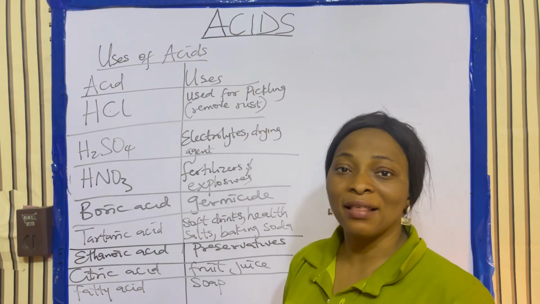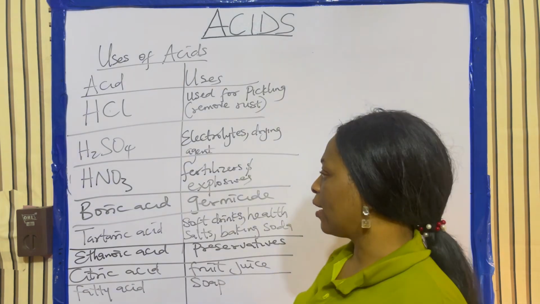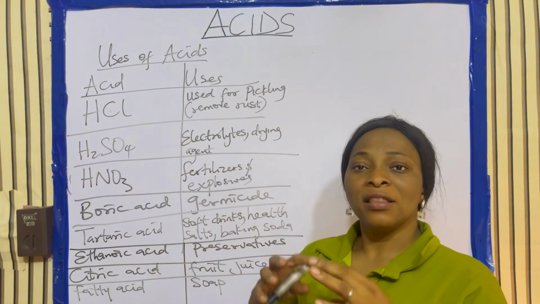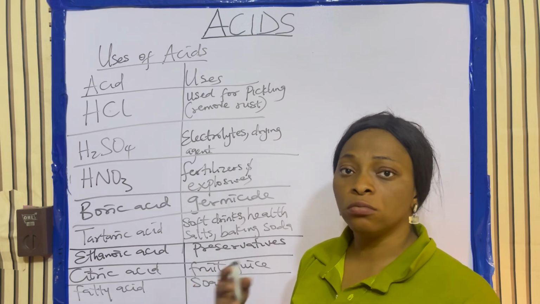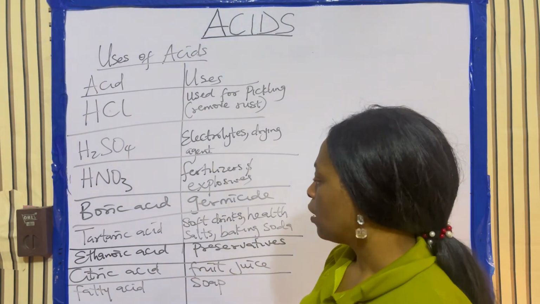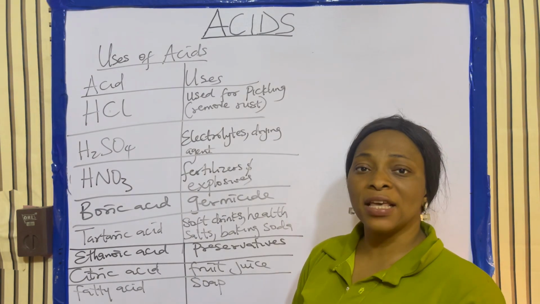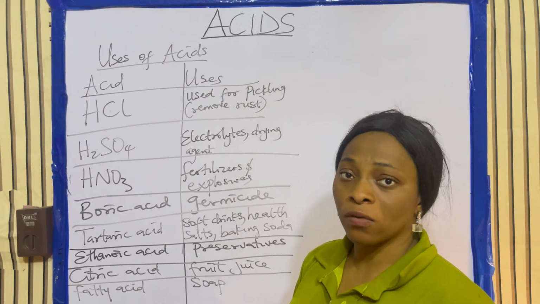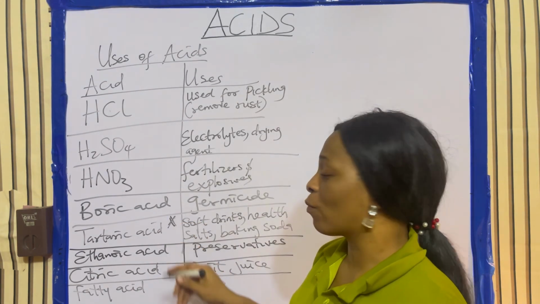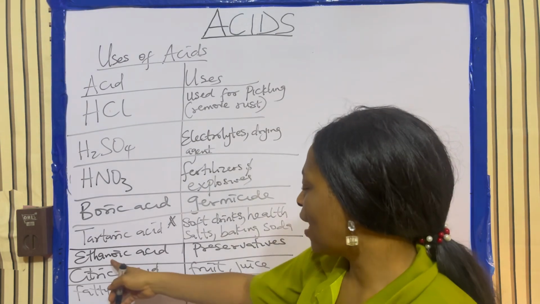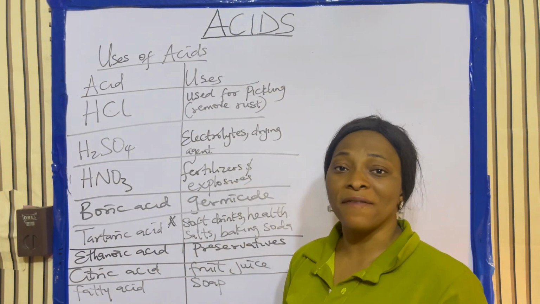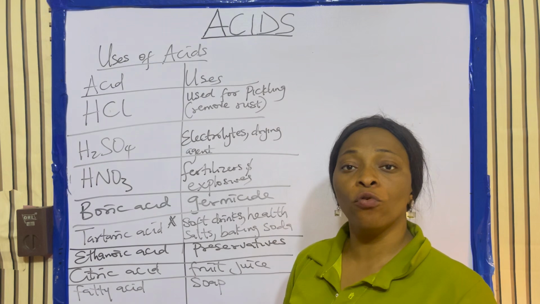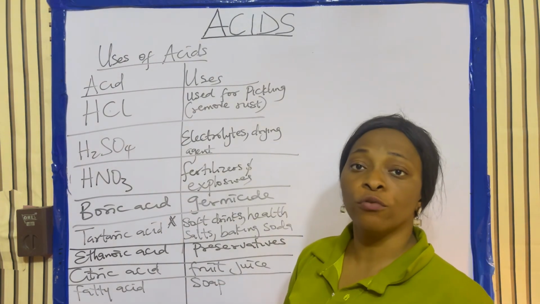It is used in making fertilizers, explosives like matches. Then boric acid is used in making germicides, germicides like Dettol, anything that kills germs. Then tartaric acid is used in making soft drinks, baking soda, and health salt. Please take note, this tartaric acid is a favorite question by examiners. Ethanoic acid is used as a preservative. We use it in preserving things. Then citric acid is used in making fruit juice. We use it in making fruit juices.